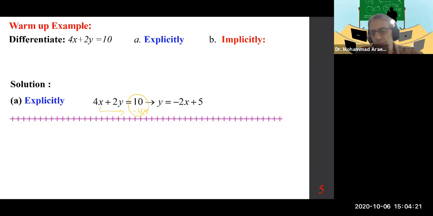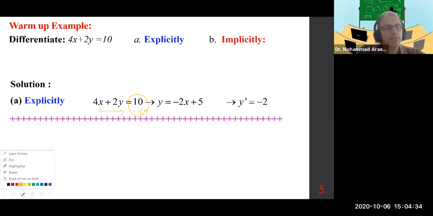And this is a very simple case. y prime or dy/dx is simply negative 2. So that's the good old method. We know that it's not a big deal. Now, what is the implicit methodology?